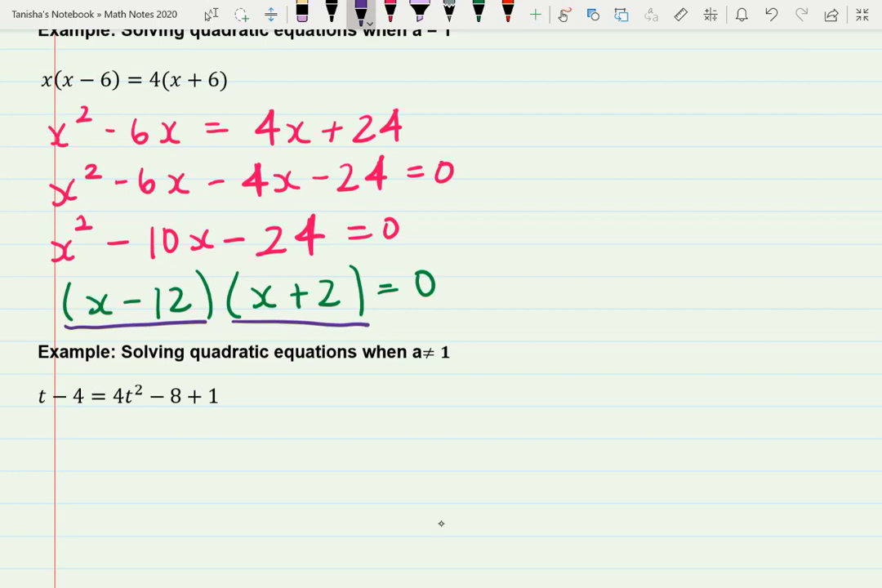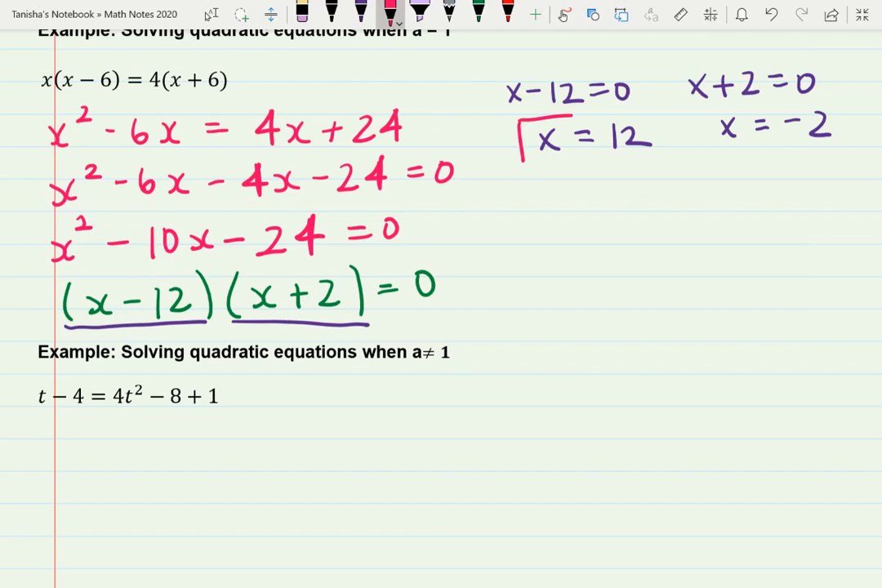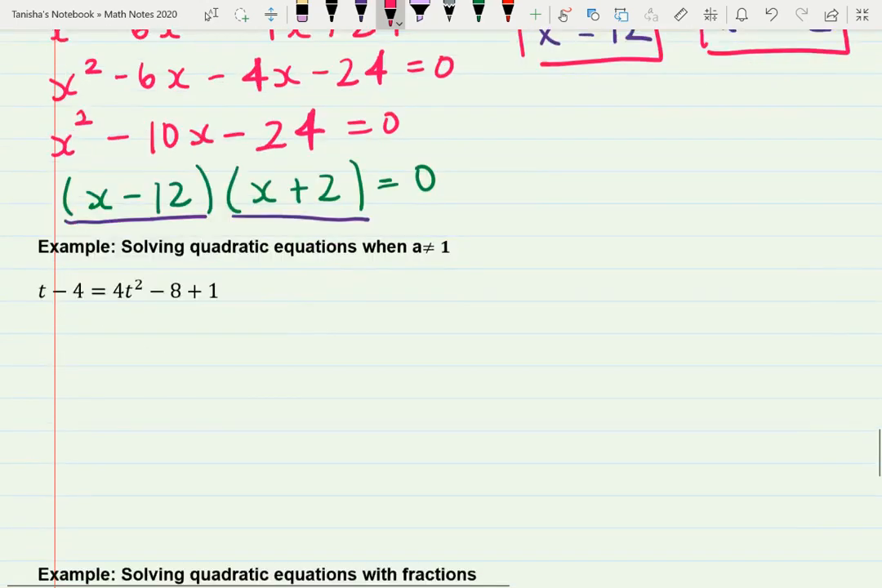Setting each of those factors equal to 0, we get x equals 12 and x equals negative 2. So you're solving each of those equations individually, and x equals 12 and x equals negative 2 are our solutions. Again, to check, you would substitute each x value into the equation separately and see whether or not the left side of your equation equals the right side of the equation.